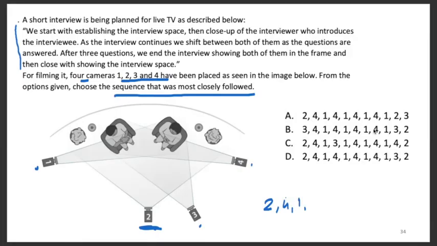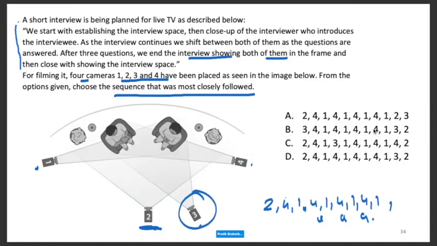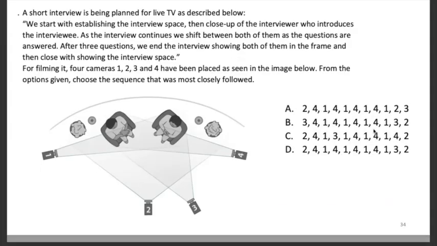After that, as the interview continues, we shift between both of them and questions are answered after 3 questions. So after this introduction, 4 1 4 1 will come 3 times, because 3 questions are answered. This is question, question, and question. After 3 questions, we end the interview showing both of them. Both of them are shown in figure 3. And then the interview space, which is 2. So the correct answer is option D here. We'll move to the next one.